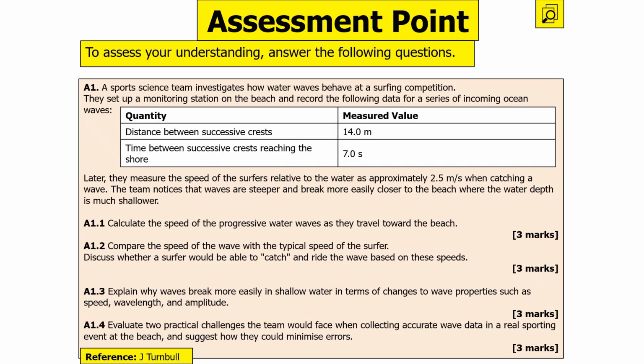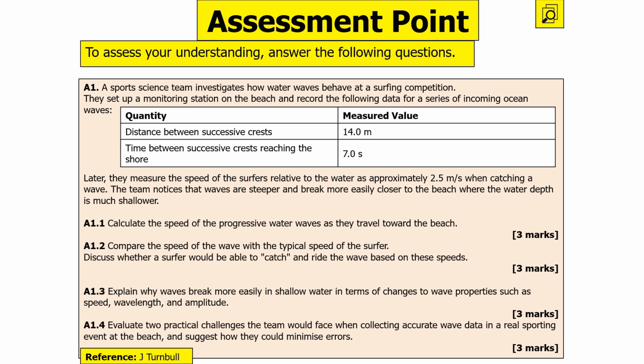The next question says a sports science team investigates how water waves behave at a surfing competition. They set up a monitoring station on the beach and record the following data for a series of incoming ocean waves. Later, they measure the speed of the surfers relative to the water as approximately 2.5 meters per second when catching a wave. The team notices that the waves are steeper and break more easily closer to the beach, where the water depth is much shallower.